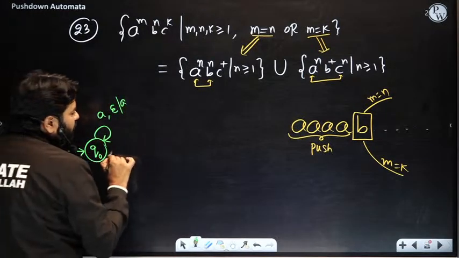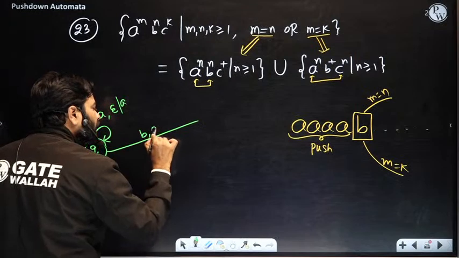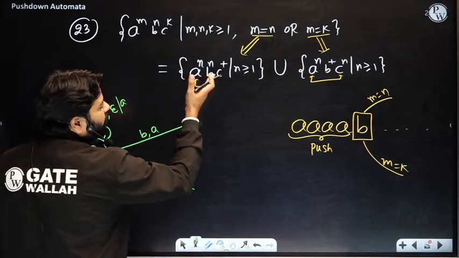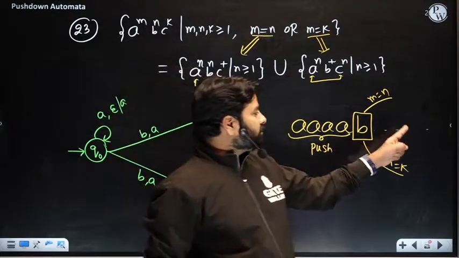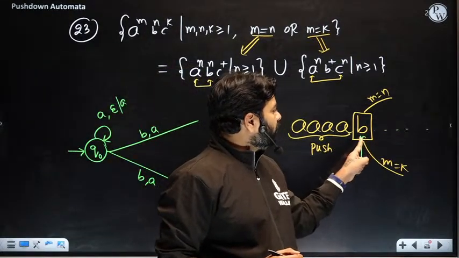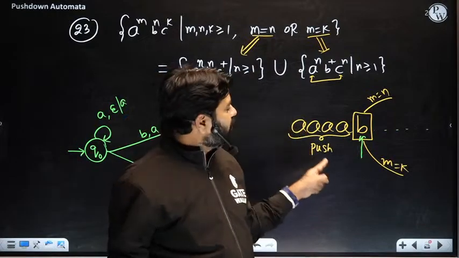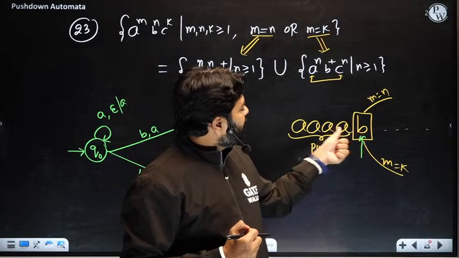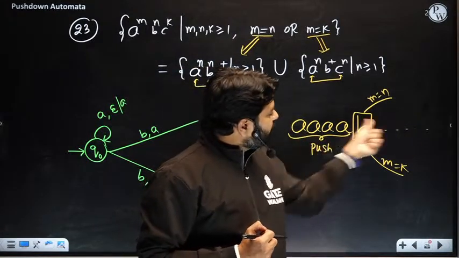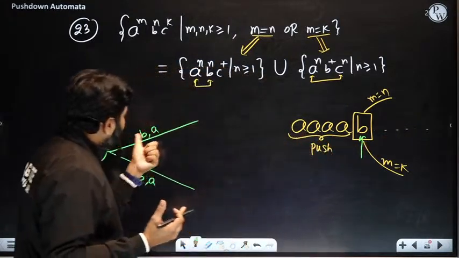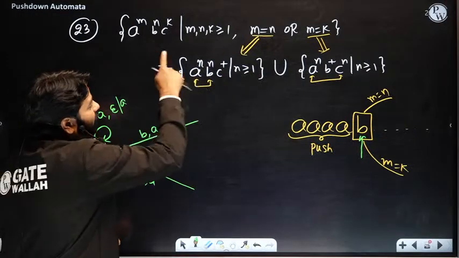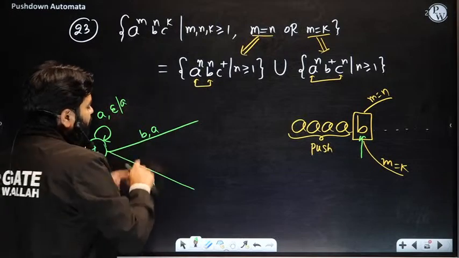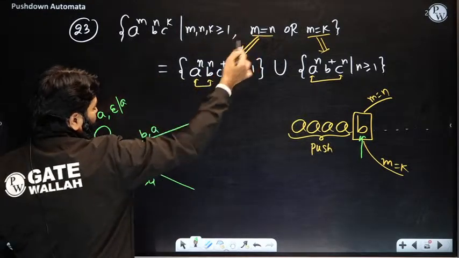Now B comes. B comma A only comes, but I don't know what to do. My string could be this one, because the future I never know. When I am pointing here, I only know about the past that I have pushed onto the stack. Now for this B, I have to take the decision. Is M equal to N or is M equal to K? We don't know. So one path is to cover M equal to N, another is to cover M equal to K. So this one I am going to cover M equal to N.